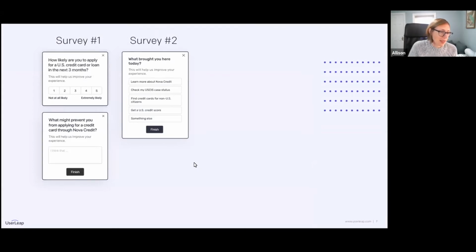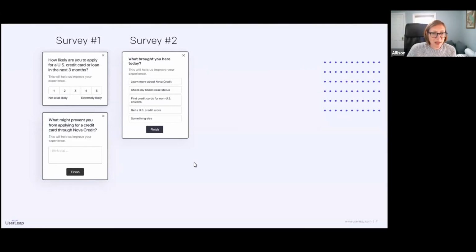So the next survey that Nova Credit ran was looking at just what people's goals were for their visit. Were they coming to take advantage of Nova Credit's offering, or were they coming for some other reason? It's just a simple multiple choice question, but you can see the answer choices are very specific to Nova Credit.